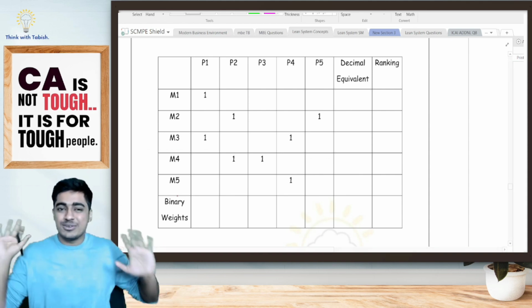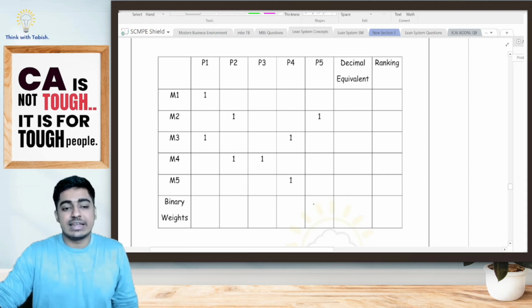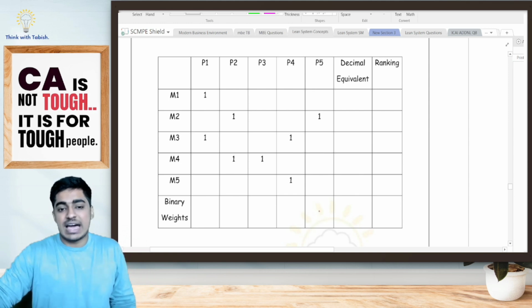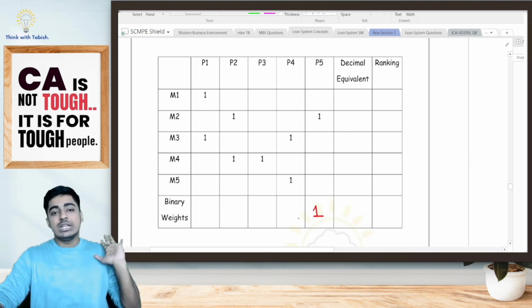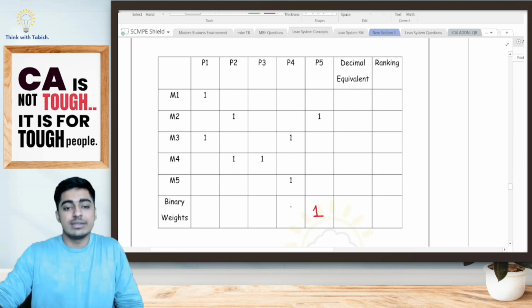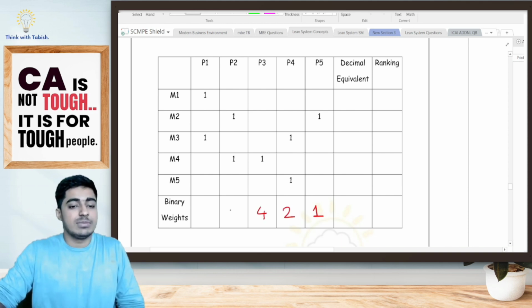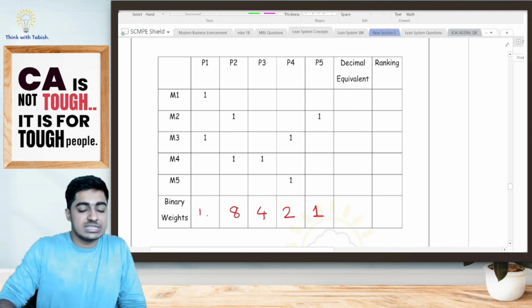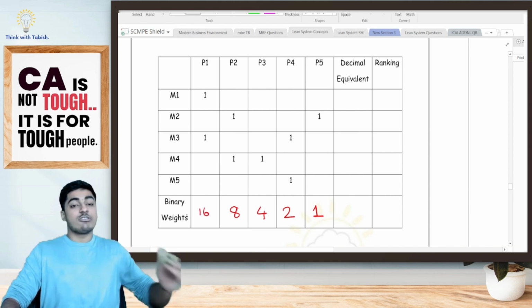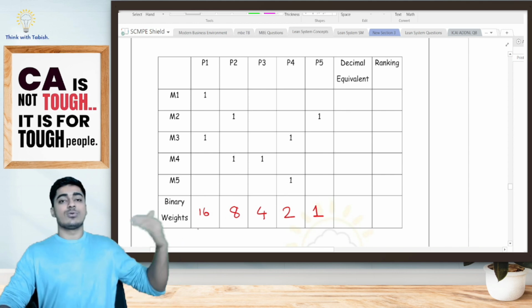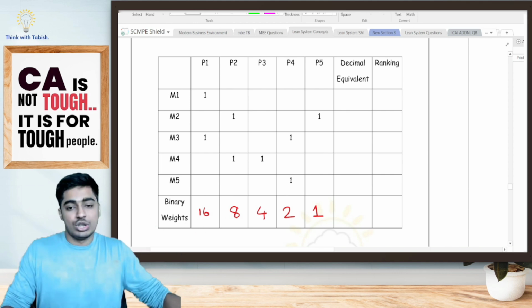We'll make it very simple. I will start from the last. For the final product, P5, I will give the weight as 1. Then I will go on doubling. Here I have given 1. Here I will make it 2. Here 4. Here 8. Here 16. If there was one more, I would have made it 32, 64, 128, 256, and so on and so forth.